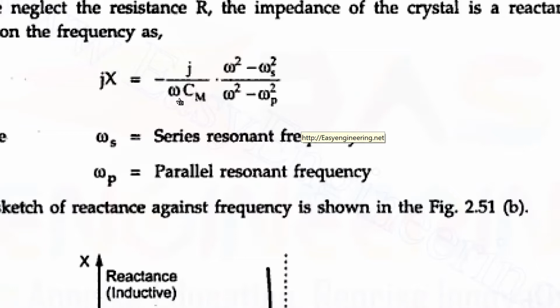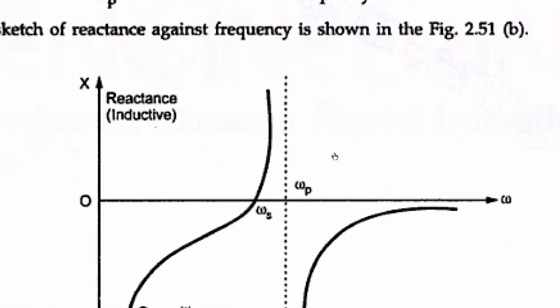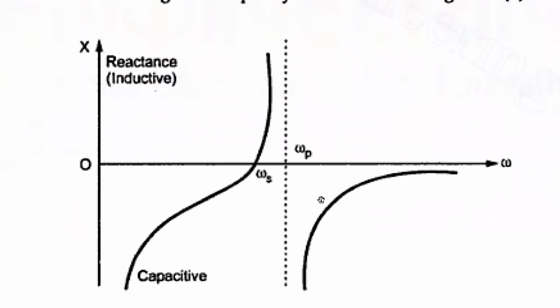When omega tends to infinity, when omega is very large, you can neglect omega s square. You can neglect omega p square, right? Then omega square in the second multiplication term will cancel, so that will be 1. And in the first term, minus j by omega Cm, when omega tends to infinity, the denominator is very large, so the entire term will tend to 0. X will tend to 0, right? So as omega tends to infinity, x will tend to 0.